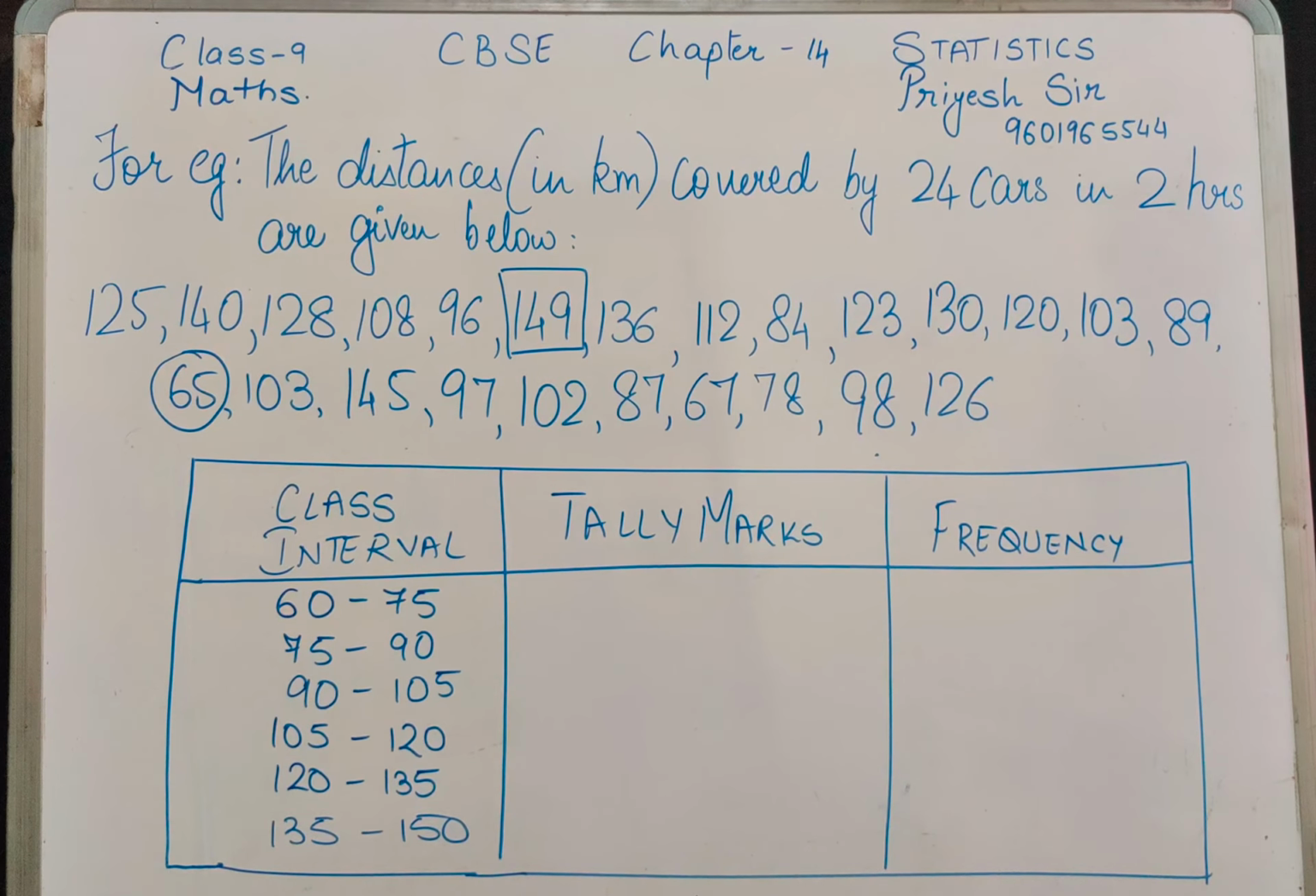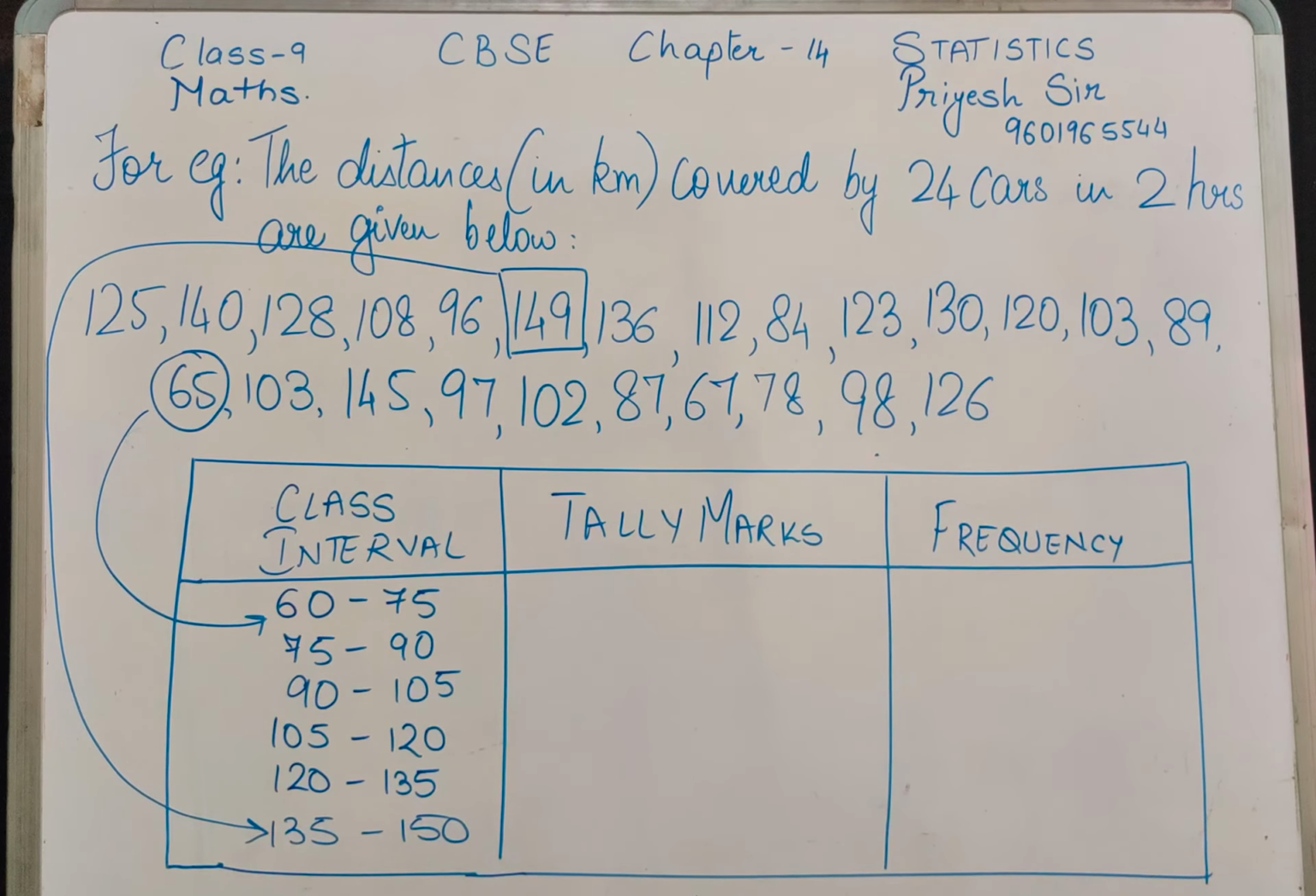As we can see that the smallest number 65 comes in the first group and the largest number 149 comes in the last group. So it is very clear how to prepare a table and how to make the groups according to the values given.